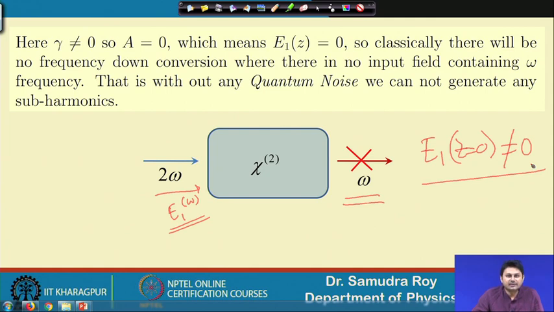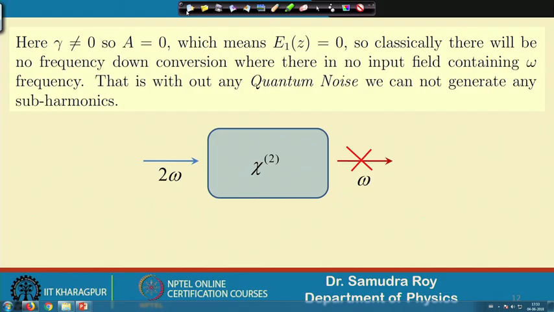So in the next class, let me conclude here today. So far we are dealing with the subharmonic generation. So this is a parametric process. That means I am launching 2 omega and trying to generate omega. In this process we find that classically it is not possible to get any kind of subharmonic waves. In order to generate the subharmonic waves, we need to put some kind of input of this subharmonic field.